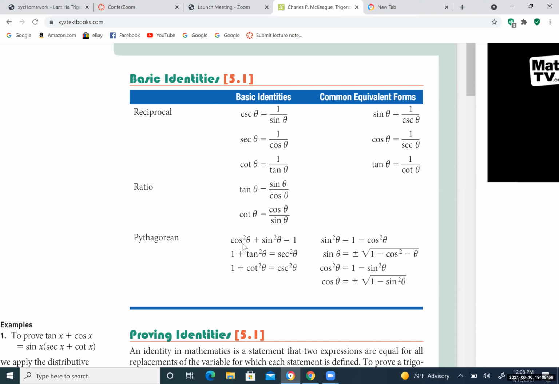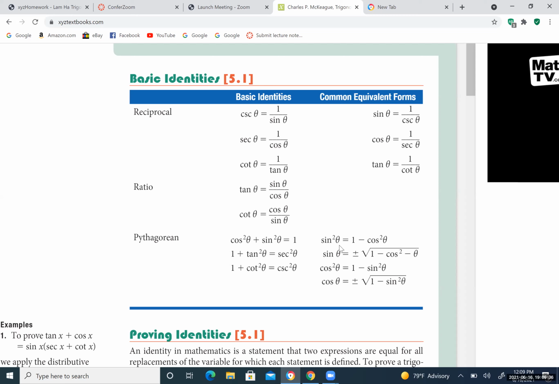So the basic formula that you're using a lot for proving and for solving will be cosine squared theta plus sine squared theta equal to 1. And this is also the formula for a unit circle as well. The second formula will be 1 plus tangent squared theta equal to secant squared theta. Sometimes you're using 1 plus cotangent squared theta equal to cosecant squared theta, but you're using more 1 plus tangent squared theta equal to secant squared theta.